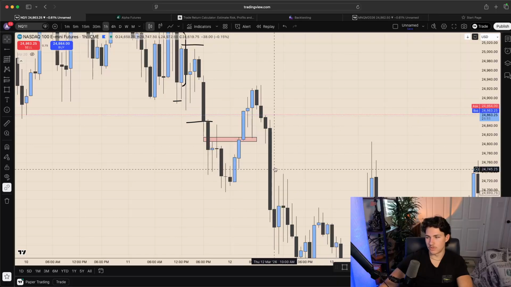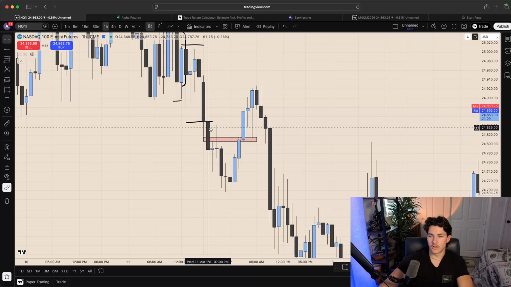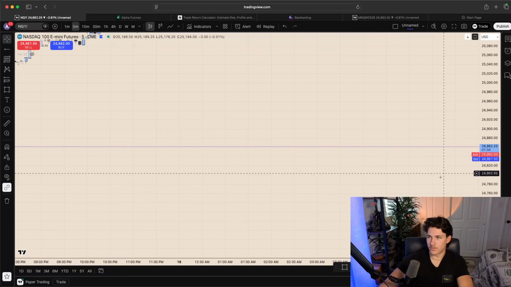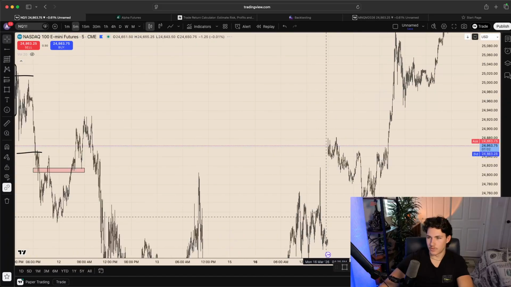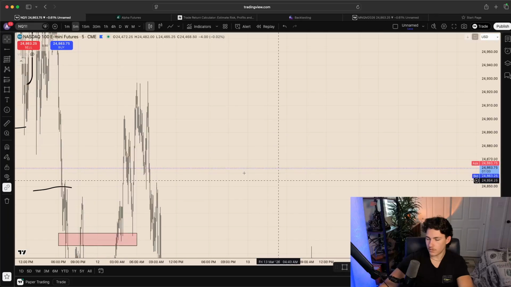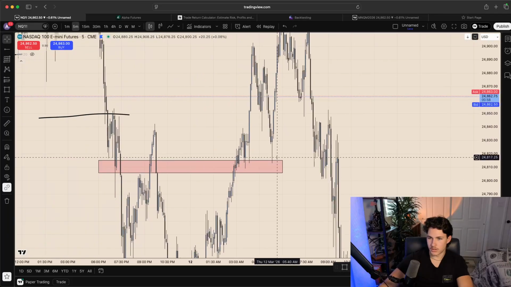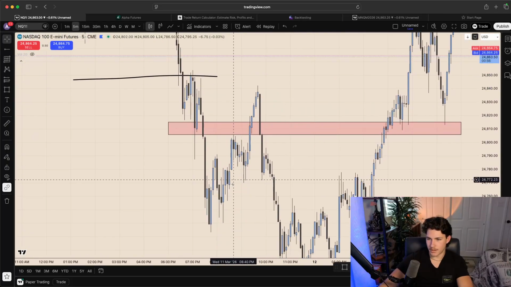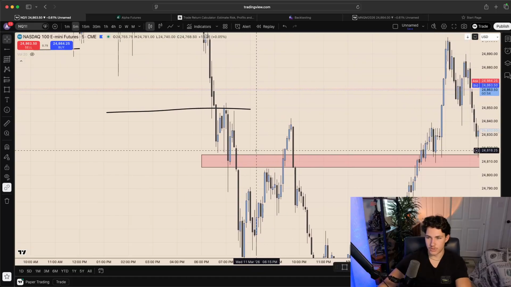We can target these lows. You scroll in here. What day is this? Wednesday, the 11th. Scroll in here to the 5-minute. Hold on, let me go back in time here. This is a potential trade. Obviously, I could see where it went, but this is how you would take this.